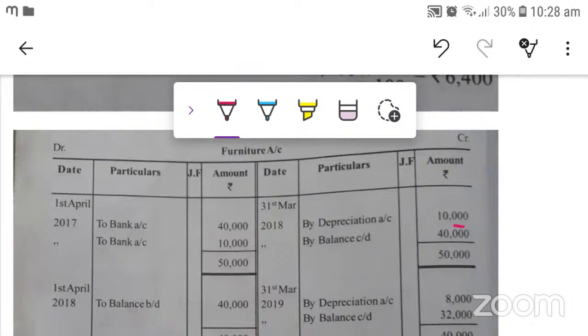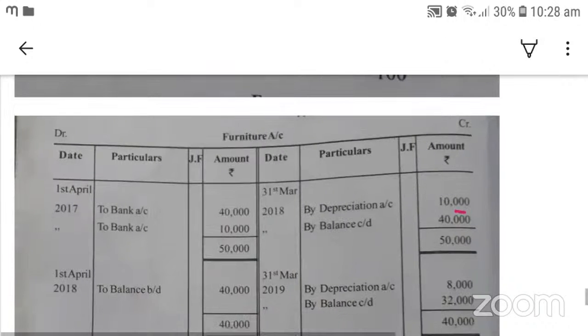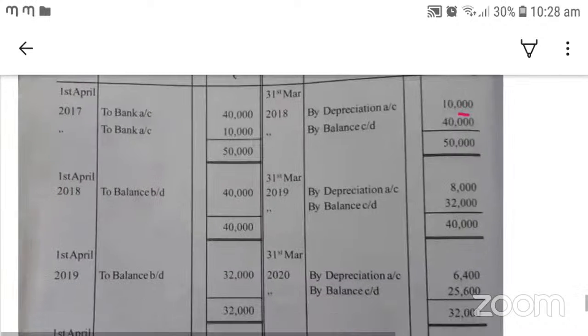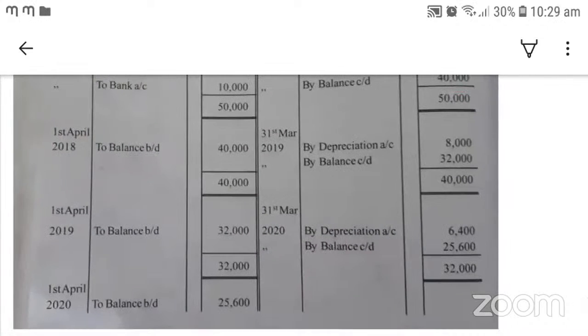It is by depreciation account, and by balance carried down is 32,000. This amount will be carried forward to the next year, that is, 1st April 2019, to balance brought down 32,000.